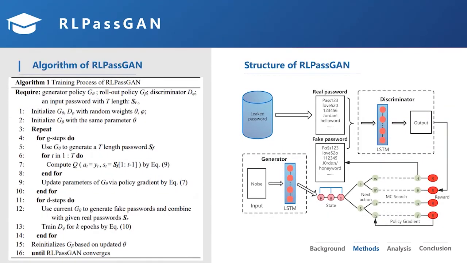Algorithm 1 shows the steps of RLPassGAN in the training process. G-beta and G-theta correspond to the random policy used in the generator and the Monte Carlo search. We select the same parameters when initializing the two models, so they can adopt the same policy to generate characters at the beginning of the training.